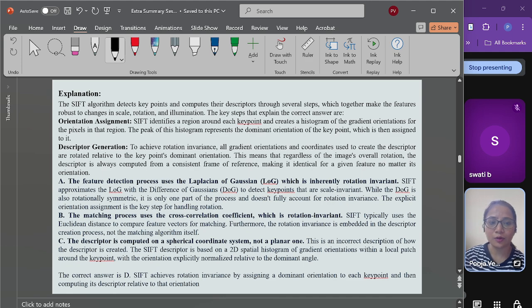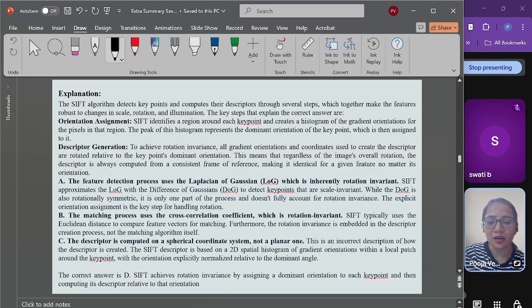That makes it ideal for a given feature no matter its orientation. So the other options that are given: option A, the feature detection process uses the Laplacian of the Gaussian, which is inherently rotation invariant. SIFT approximates the LoG with the difference of Gaussian to detect key points that are scale invariant. While DoG is also rotationally symmetric, it is only part of the process and does not fully account for rotation invariance. The explicit orientation assignment is the key step in handling rotation.